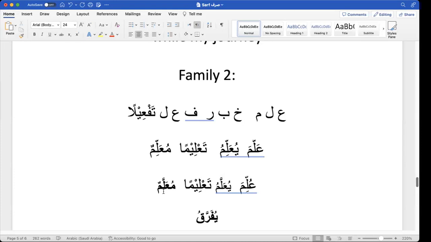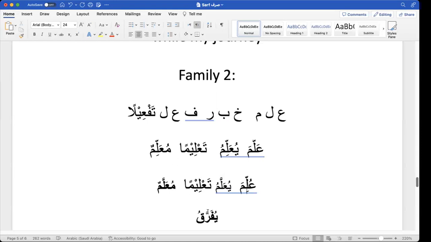Mufarrik. Mufarrak. Fa'il will be muallimun. Maful will be muallamun. Lam with zabar, kasra will be fa'il, and will be maful. Very important.